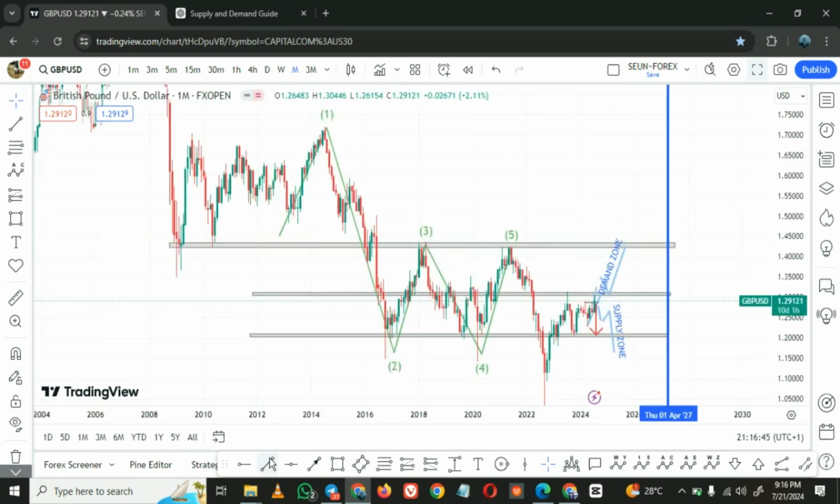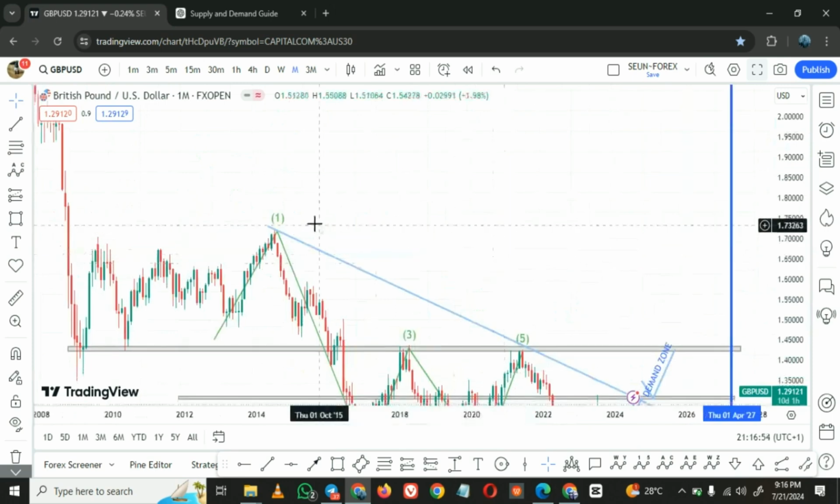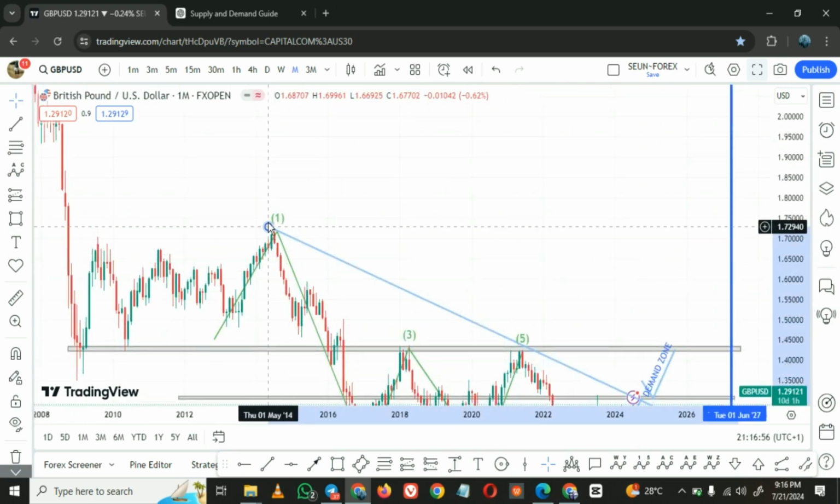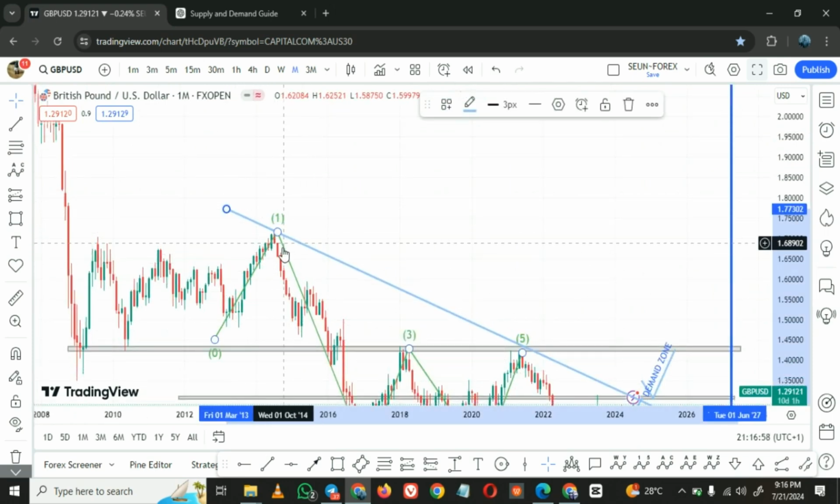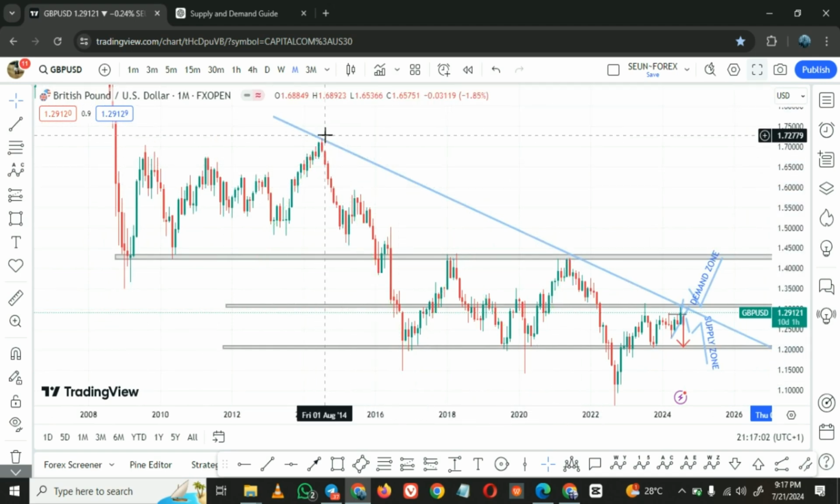And there's something else I want to show you: the power of the trend line. Having drawn my trend line, you can see that this is the first touch of the trend line. When the market reaches a major trend line, it bounces back. Let me remove this one. The market bounces back.